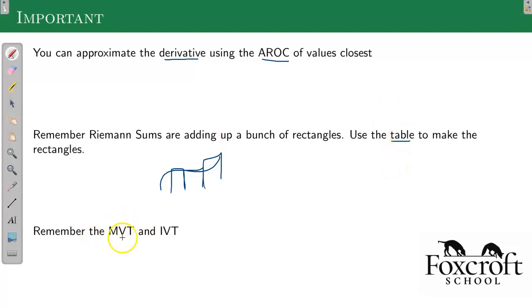And the table questions over the mean value theorem and the intermediate value theorem really come up. I told you not to abbreviate these in the tips video. I abbreviated in here because I am lazy.